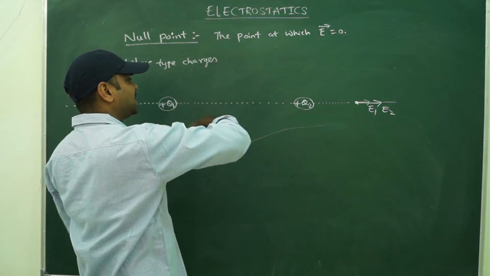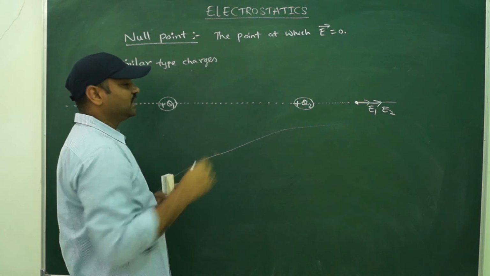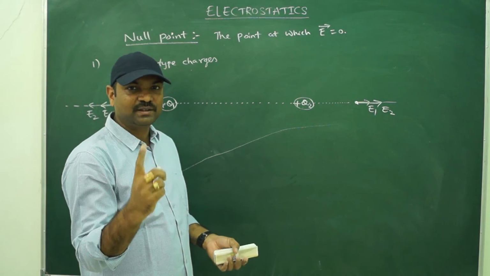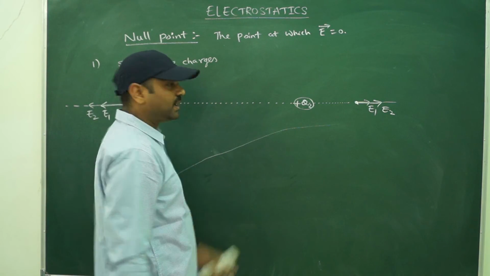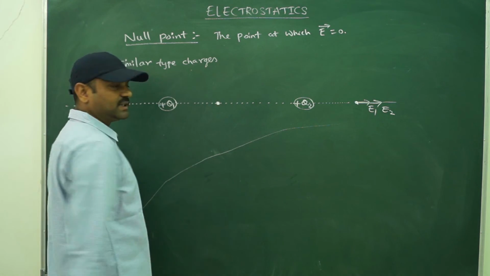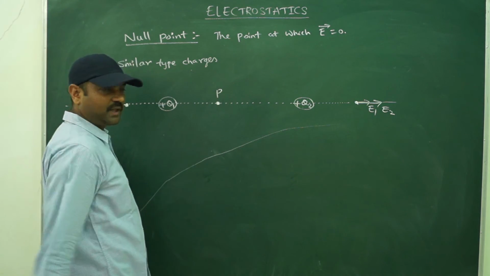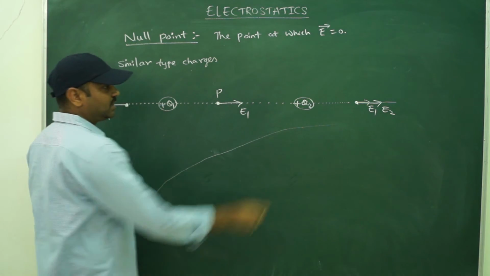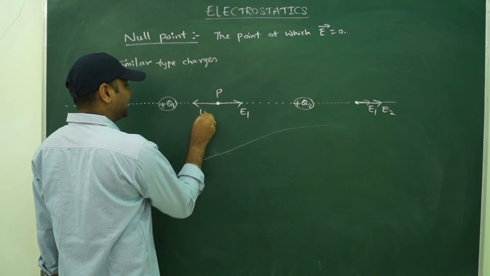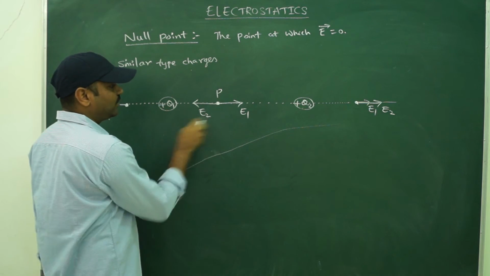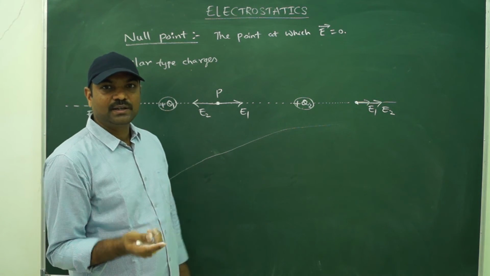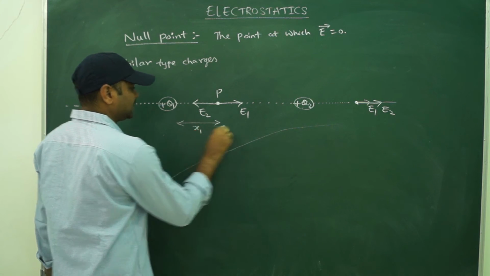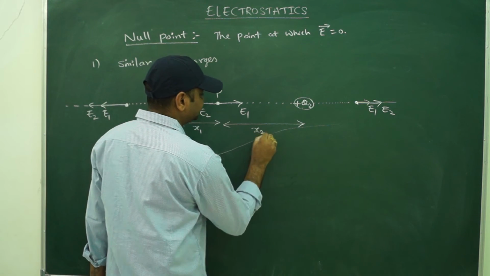Above the charges, on the line joining the two charges above, there is no null point, and below also no null point. So definitely we are left with only one region, that is in between the two charges. If I take any point in between the two charges, which I am taking as P, then because of plus q1 the field will be away from it, E1, and because of plus q2 the field will be away from it, E2. Now these two are opposite to each other, so there is a chance that they cancel each other. I am supposing that this distance is x1 and this distance I am taking as x2.